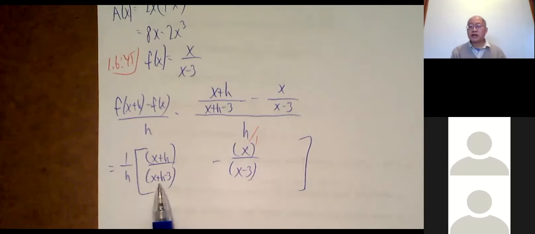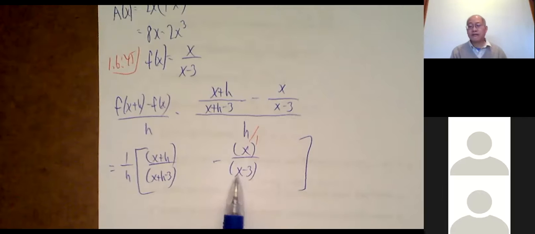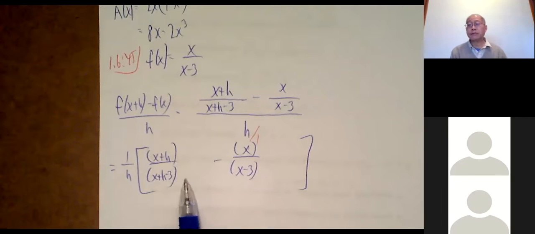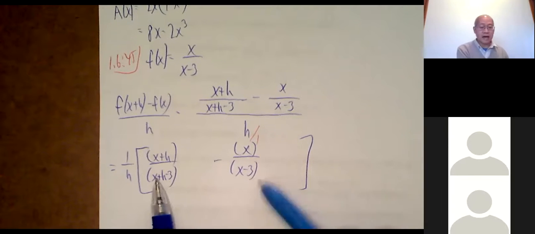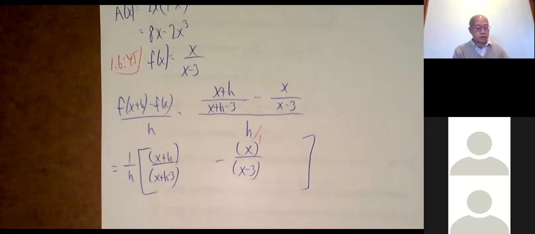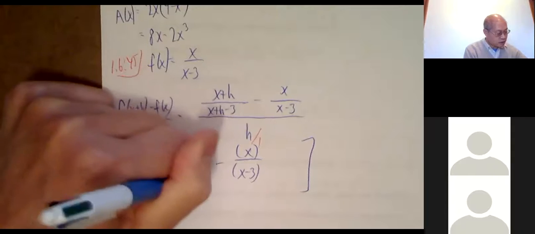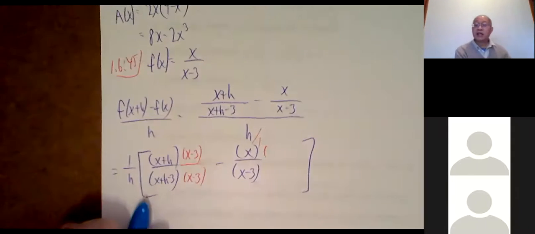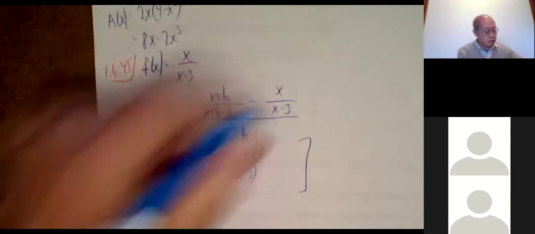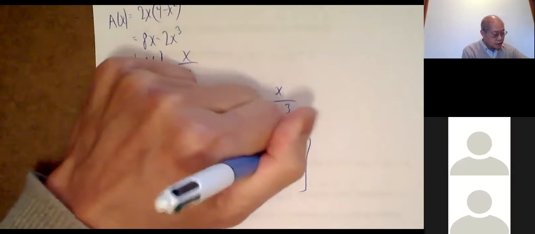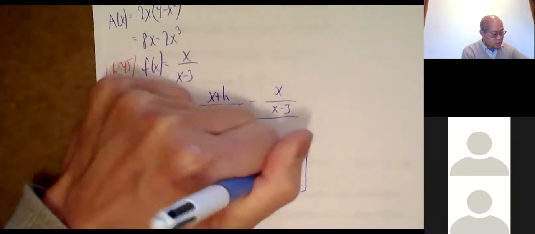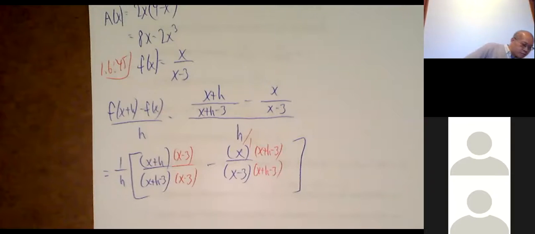Suppose you had a 5 here and a 7 here. Well, the 7 would multiply by 5, and the 5 would multiply by the 7, right? So that means this side needs that, and this side needs that. So all you do is multiply this side by x minus 3 over x minus 3. And this side needs x plus h minus 3 over x plus h minus 3. So it looks like a big mess, but we'll try our best to get through it.